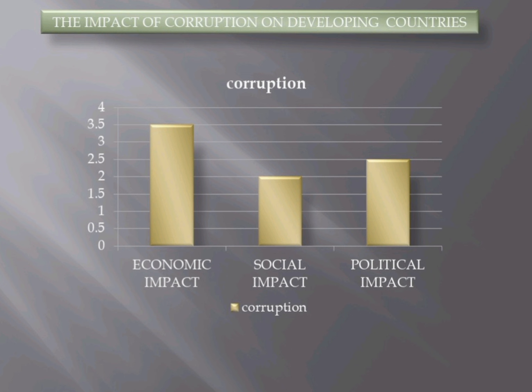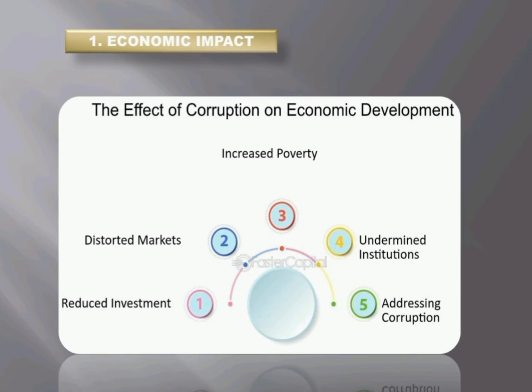Corruption has economic, social, and political impacts. As you can see in the slide here, we have a graph that illustrates that corruption has a higher impact on economic conditions as compared to social and political impact. Moving on to the next slide, we have the effect of corruption on economic development here, in which we have reduced investment, distorted markets, increased poverty, and undermined institutions.